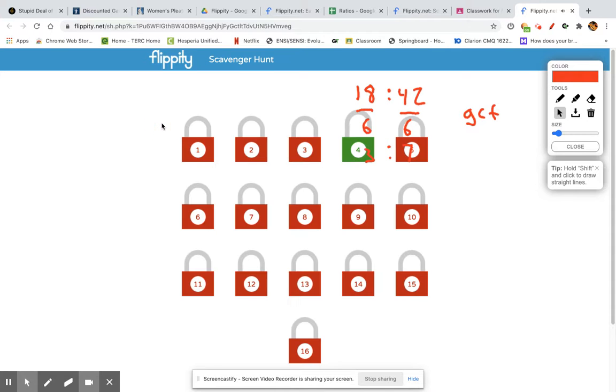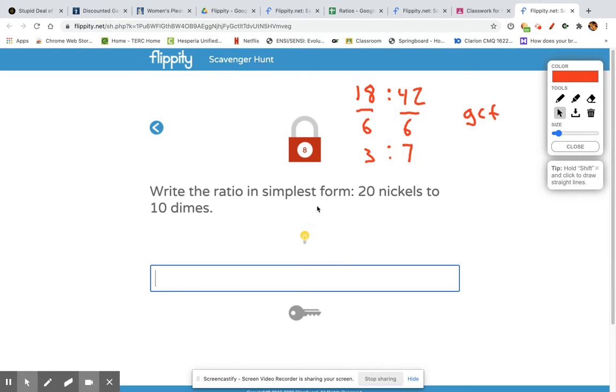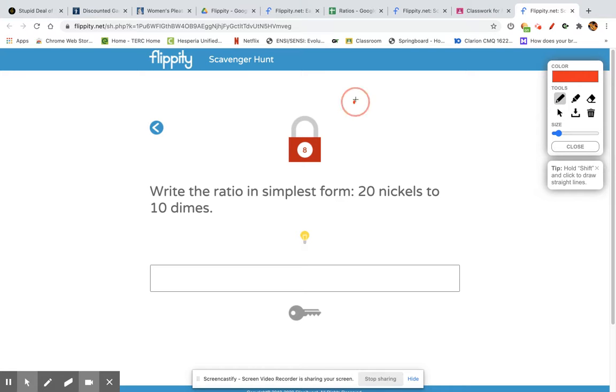All right, let's go ahead and try number 8. All right, write the ratio in simplest form, okay? So 20 nickels to 10 dimes. So we have 20 to 10, all right? So what number goes into both 20 and 10? Well, probably the greatest common factor is going to be 10, all right?